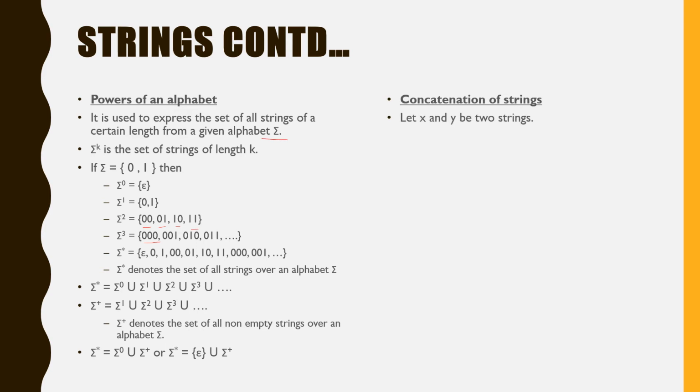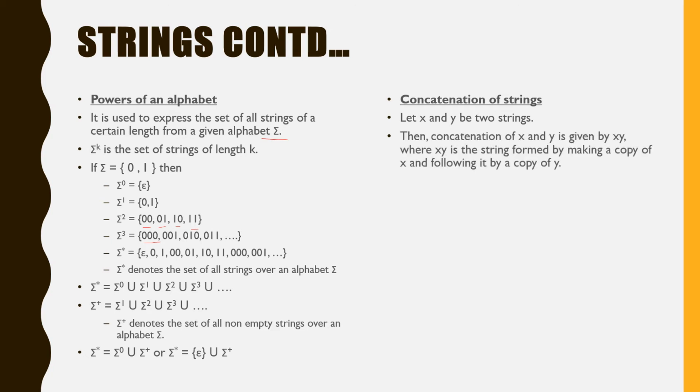Concatenation just means adding one string to the end of another string. Let x and y be two strings, and the concatenation of x and y is given by xy, where xy is a new string which is formed by making a copy of x and following it by y. So first we have the string x, whatever is in x, and then whatever is in y.